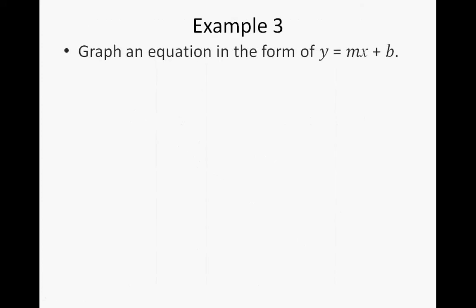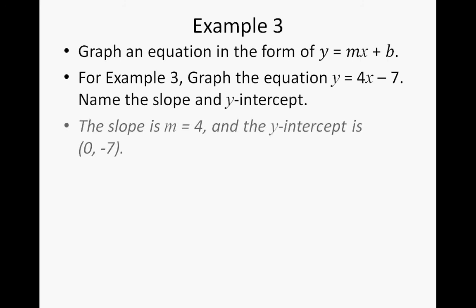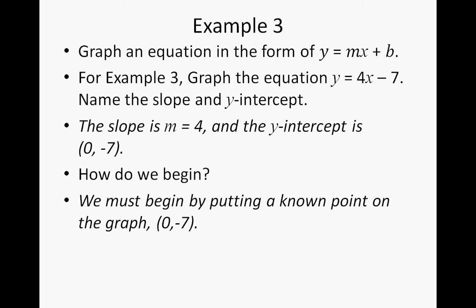All right, example 3. Again, we're going to graph the equation. And this equation is going to be y equals 4x minus 7. And starting off, name the slope and y-intercept. Well, the slope is m equals 4, and the y-intercept is 0, -7. So, how do we begin? We must begin by putting a known point on the graph of 0, -7.